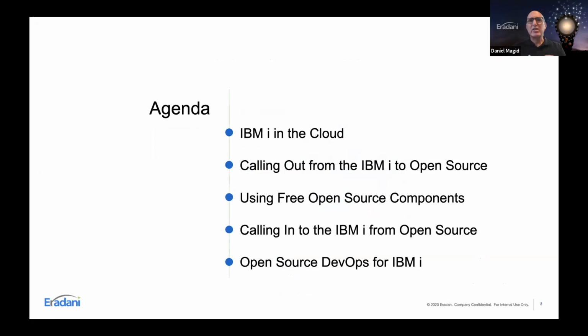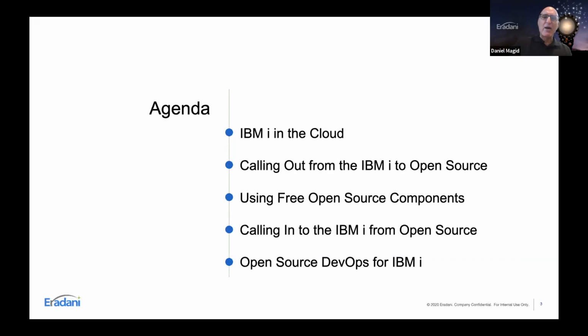And some of the things that IBM has done recently in speeding up the connectors make it possible now to actually integrate open source components right into the main line of your RPG programs because they respond so quickly. And then calling into the IBM i from open source. And then we'll talk a little bit about how to set up a DevOps environment so you can manage all of this stuff together.